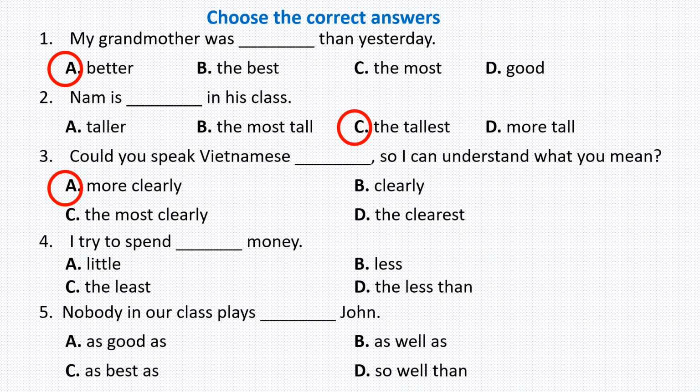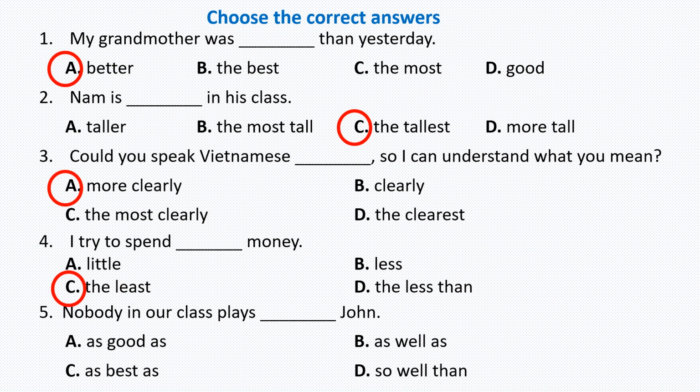4. I try to spend ___ money a little. B. less. C. the least. D. the less than. C. I try to spend the least money.